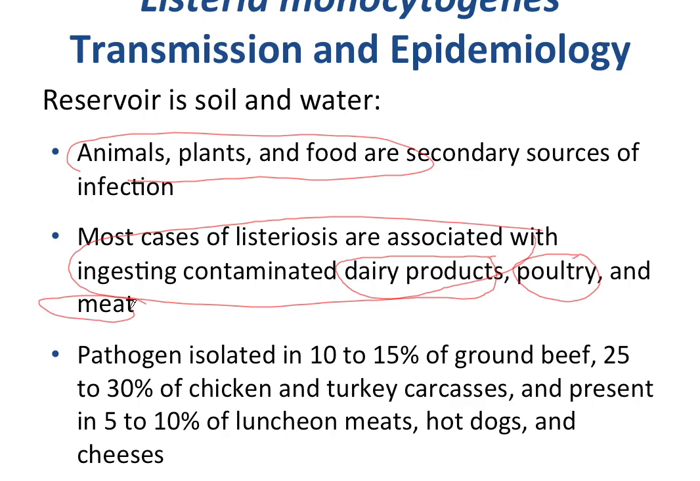So that's why we have to properly cook the food, okay. So we can see 10% actually from beef, 20 to 30% from chicken and turkey, okay. 5 to 10% from luncheon meat, hot dogs, and cheese.